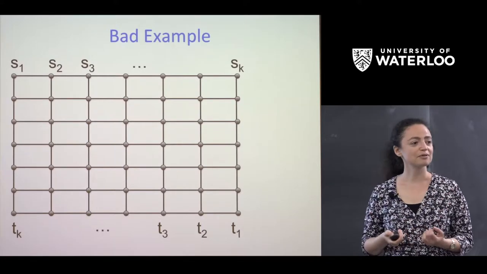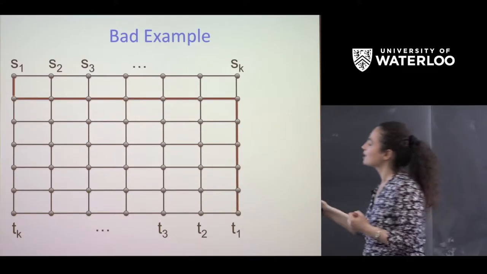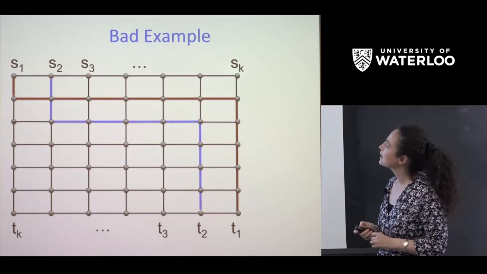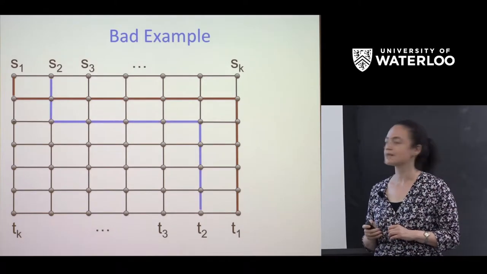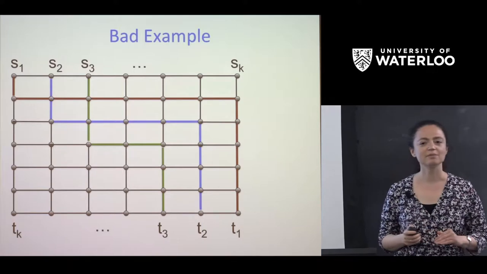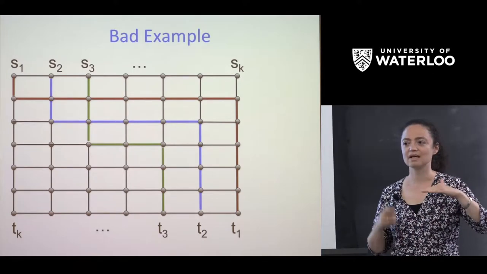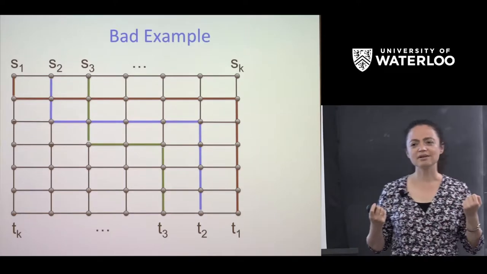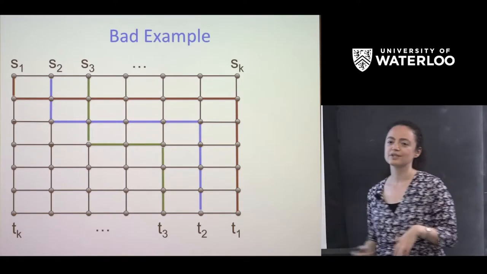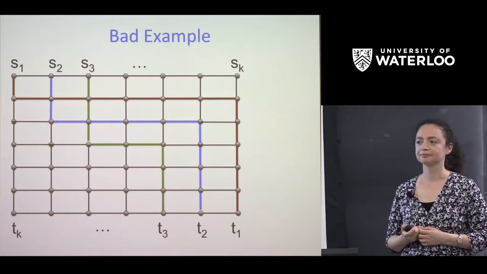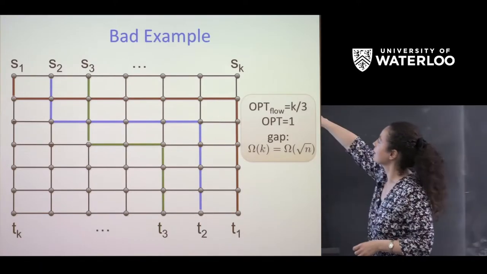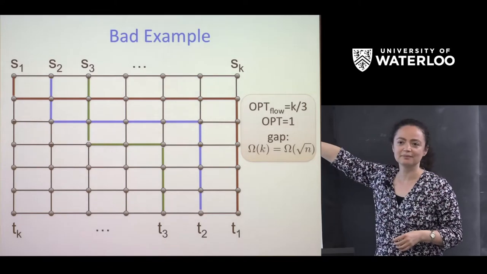So now I'm going to show you a flow solution. Take this red path connecting S1 to T1, send one third flow unit on it. Take this blue path, one third flow unit, and so on. For every demand pair, I'm going to choose a different row and send one third flow unit through this row. Why one third? You can check that every vertex will participate in at most three paths. This gives me a good flow solution. The value is k over 3. k is roughly square root n.